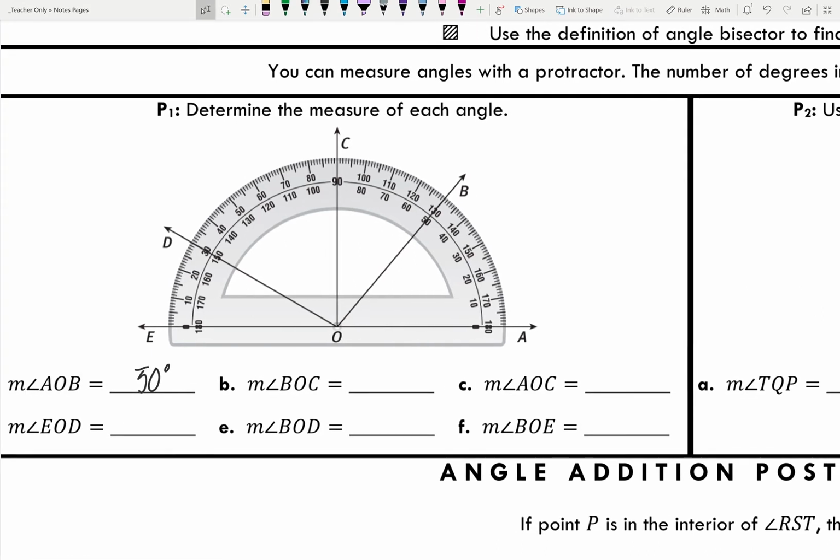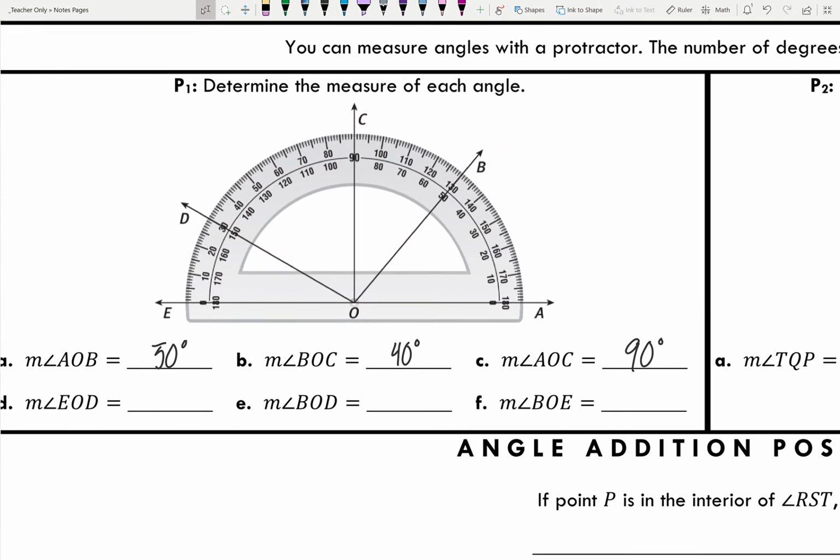B. Measure of angle BOC. Okay, so let's think about how we do this one. BOC goes from 50 degrees to 90 degrees. So to find the actual measure of the angle, we can take 90 degrees minus the 50 degrees to get that the measure of angle BOC is 40 degrees. The measure of angle AOC, this entire angle right here, we can see that it's 90 degrees, right? We've got the hang of the protractor, so the measure of angle AOC is 90 degrees.